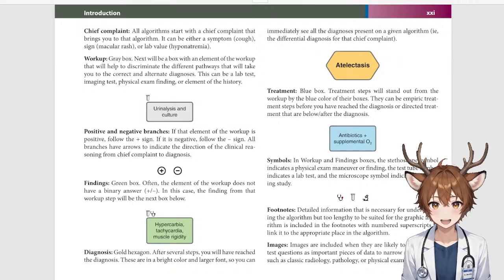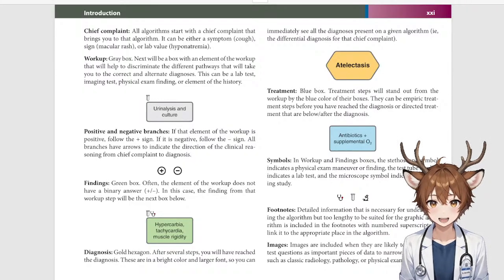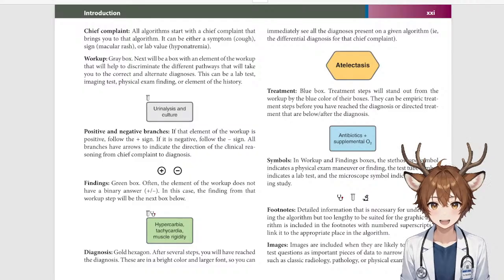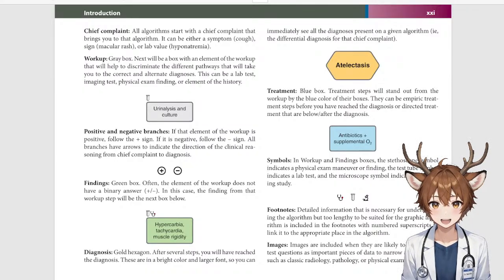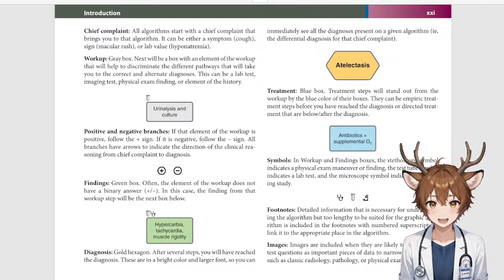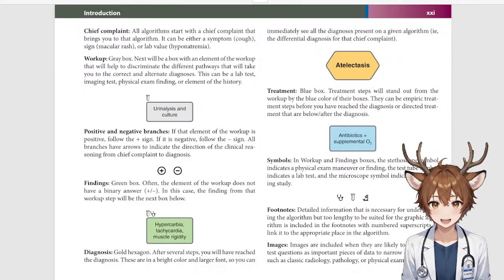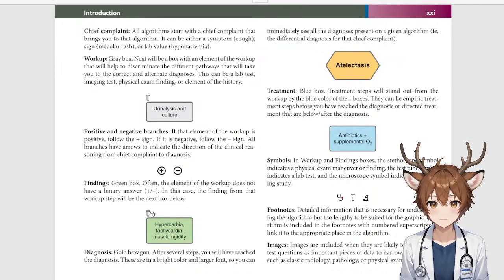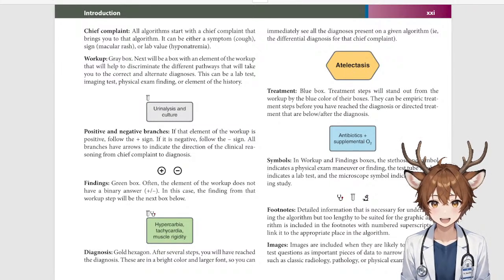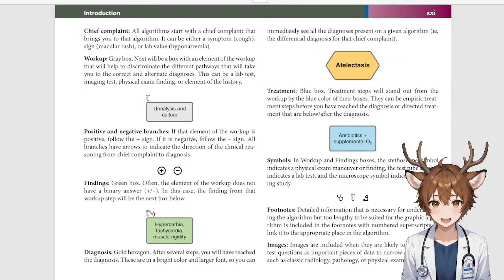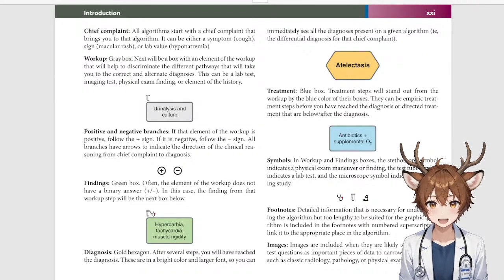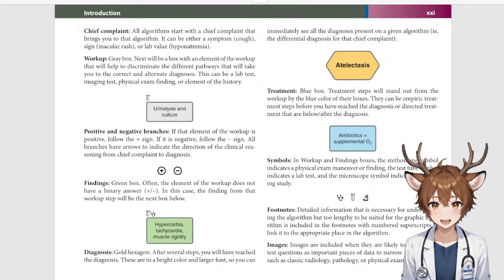Workup, gray box. You see the gray box right there. Next will be a box with an element of a workup that will help discriminate the different pathways that will take you to the correct and alternative diagnoses. This can be a lab test, imaging test, physical exam finding, or an element of the history. See here, you see the urinalysis and culture. Positive and negative branches. If the element of the workup is positive, follow the positive sign. If it is negative, follow the negative sign. Fair enough. All branches have arrows to indicate the direction of the clinical reasoning from chief complaint to diagnosis. So you see the plus and minus sign.